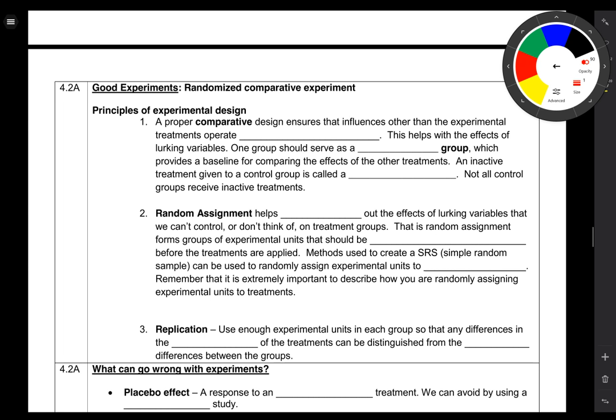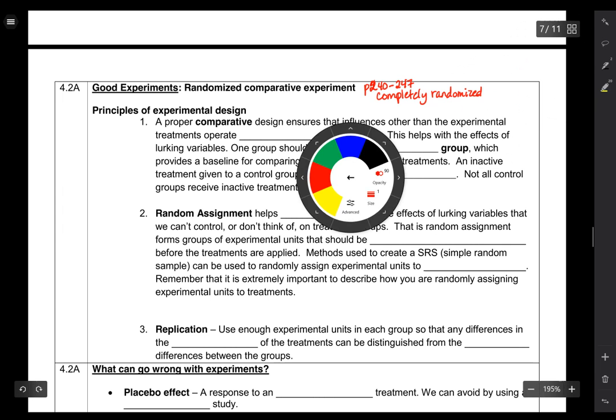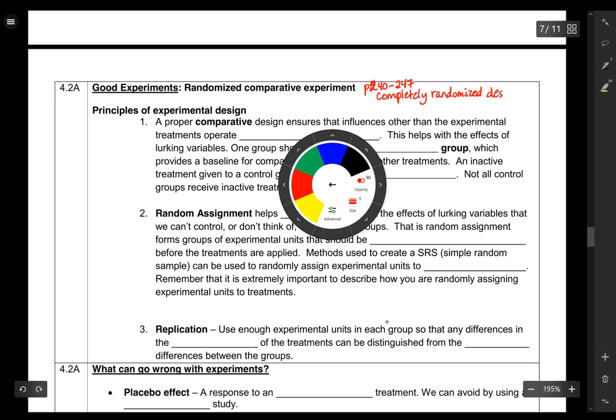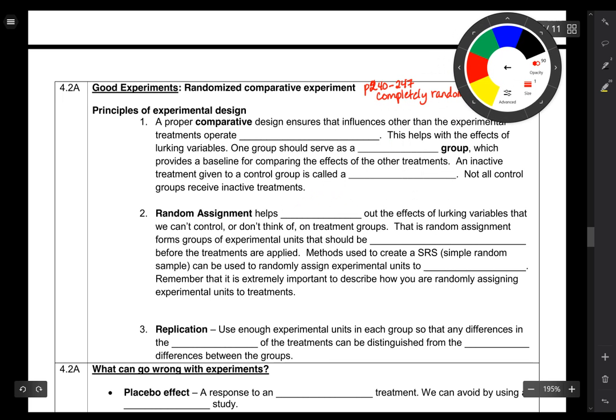The next thing, and this is super duper important, and if you have a textbook, it's page 240 to 247. In our textbook, it's called Completely Randomized Design and the parts of it. But in other textbooks, it's the same basic principles and it's called Randomized Comparative Experiment.